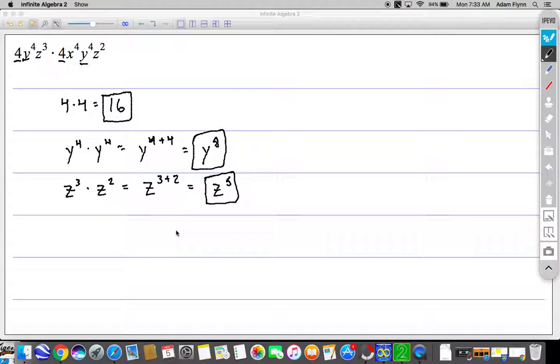Okay? So just crossing things off here, we're done with our numbers, we're done with our y's, we're done with our z's, and we are left with this lonely x to the 4th. Because that x to the 4th is the only term that has a base of x, we know x to the 4th will also be a part of our final answer. So final solution, simplified, is 16 x to the 4th, y to the 8th, z to the 5th.